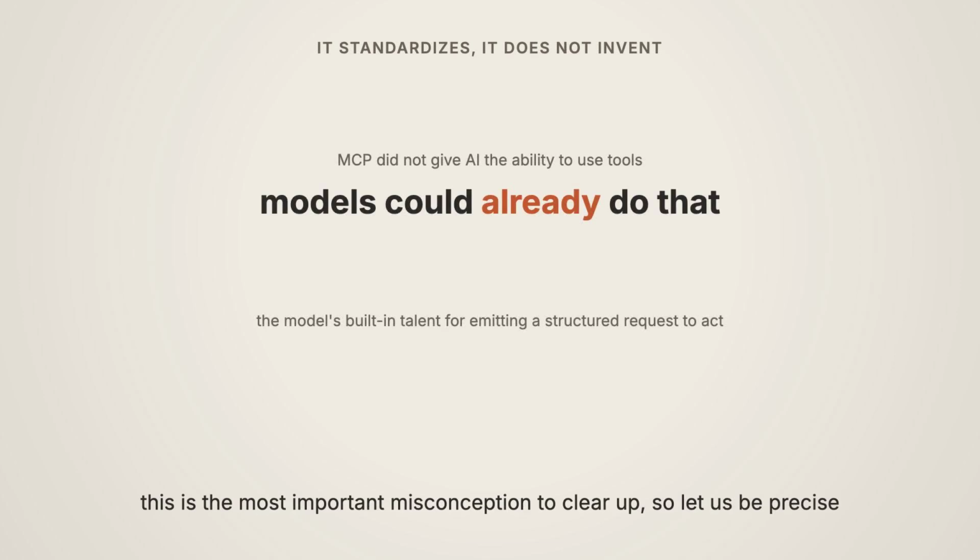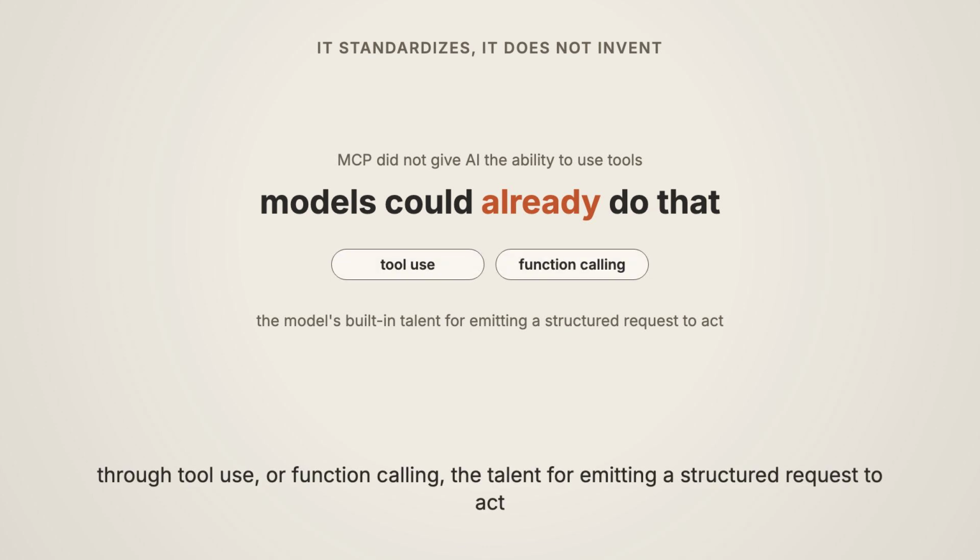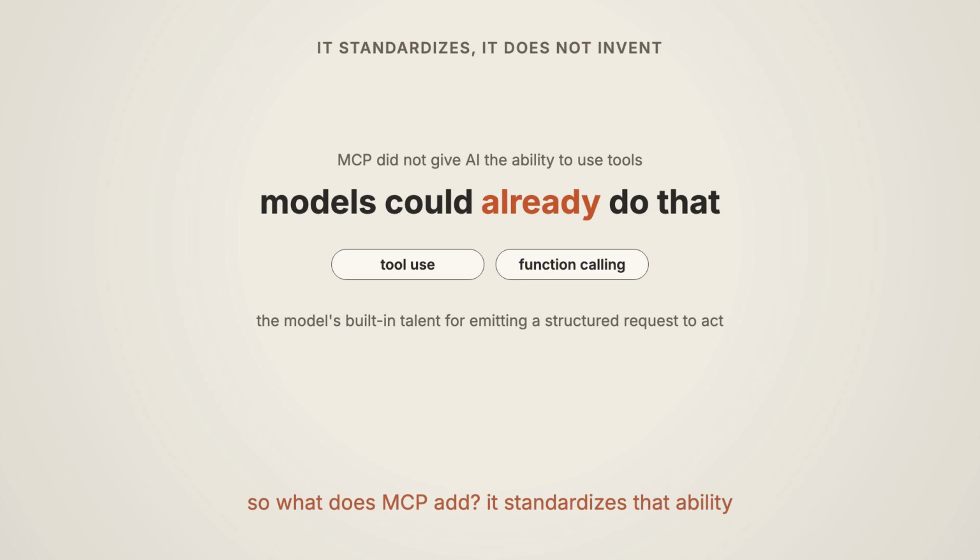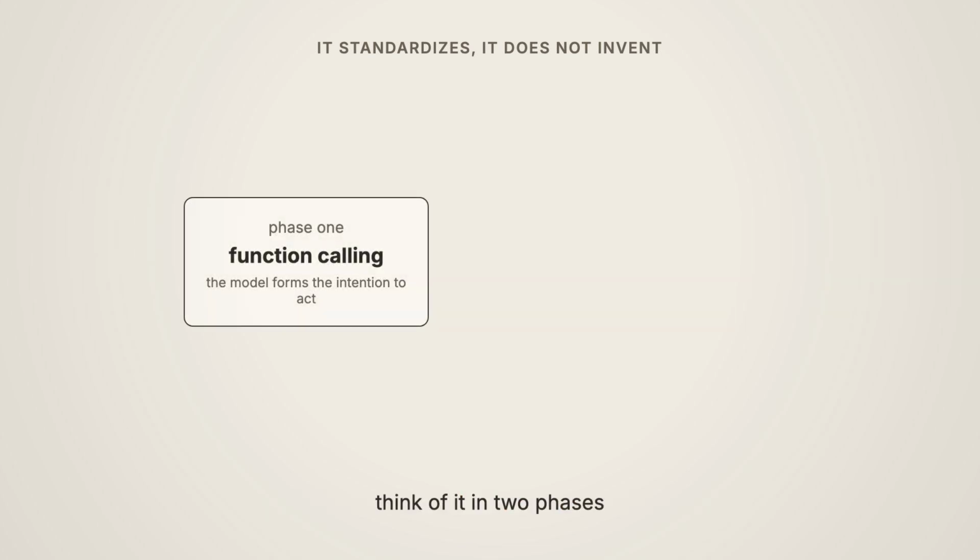This is the most important misconception to clear up, so let us be precise. MCP did not give AI the ability to use tools. Models could already do that through the feature called tool use or function calling. That is the model's built-in talent for emitting a structured request that says, call this function with these arguments. So what does MCP add? It standardizes that ability.